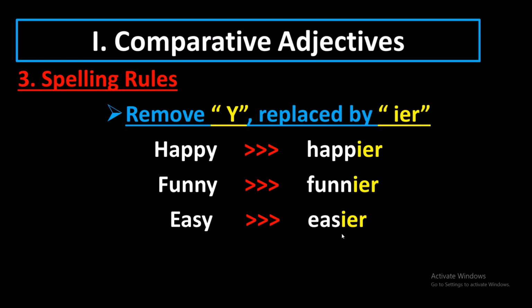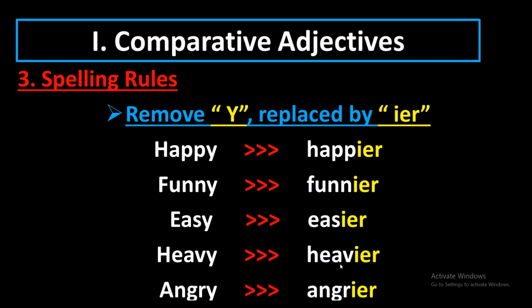Easy, easier. Heavy, heavier. Angry, angrier. So remember the rule here: Y at the end, even though they have two syllables, which is two sounds, but they end with Y. So we have to remove Y and replace it with I, E, R. Happy, happier. Funny, funnier. And we have some more, and you can do the research by yourself.